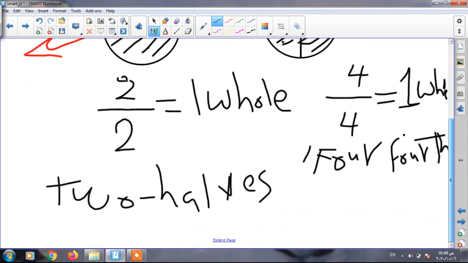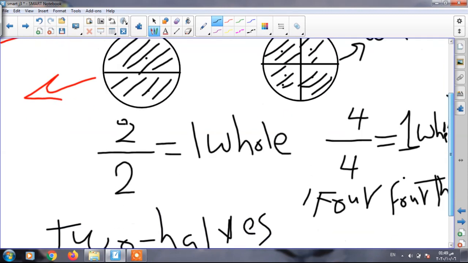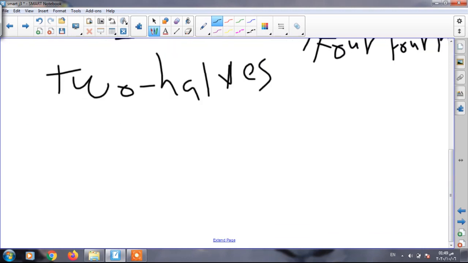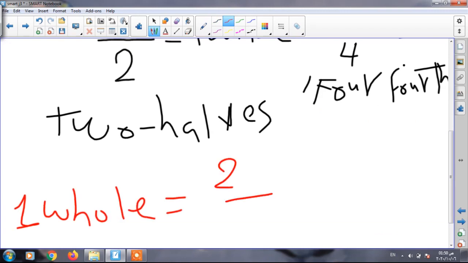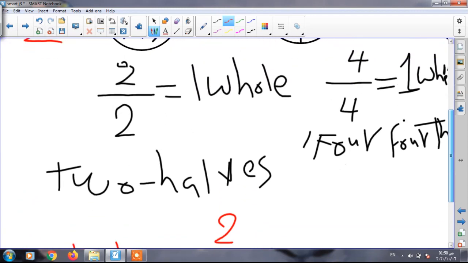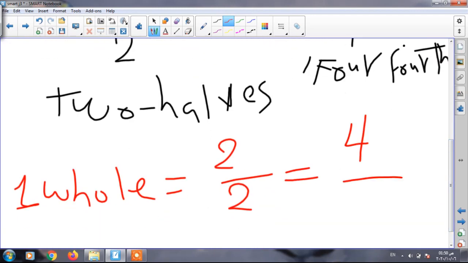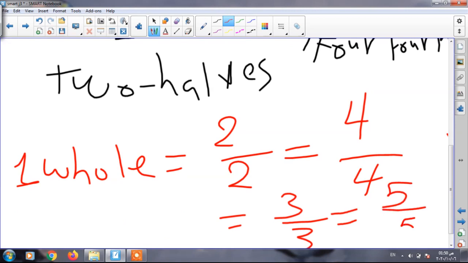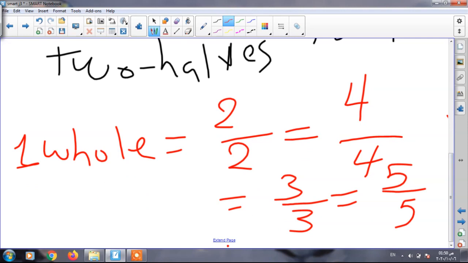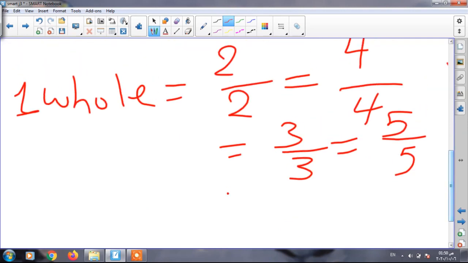Here, what do you notice, junior 4? Yes, excellent. Here I see that 1 whole equals what, junior 4? Yes, equals 2 over 2, it means 2 halves. And equals what again? Equals 4 over 4. Equals 3 over 3. Equals 5 over 5. It means the 1 whole equals 2 over 2, equals 4 over 4, equals 3 over 3, equals 5 over 5, and so on. Okay?